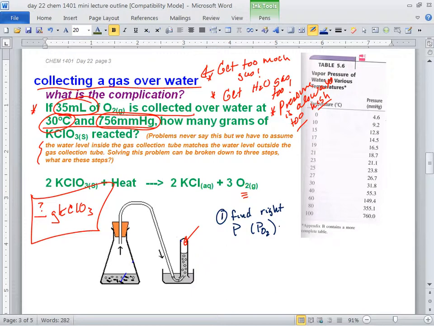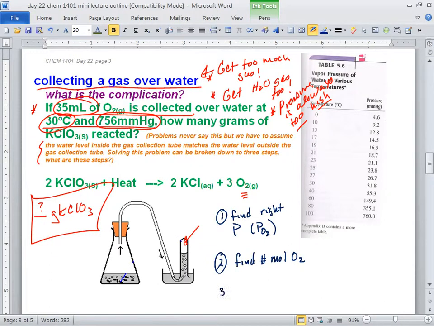And then we'll find the number of moles of oxygen. And if you know the number of moles of oxygen, we can use, what is it called? The mole bridge. And then we can get moles of potassium chlorate, molar mass, and we can get grams of potassium chlorate. So that's the 3 steps.